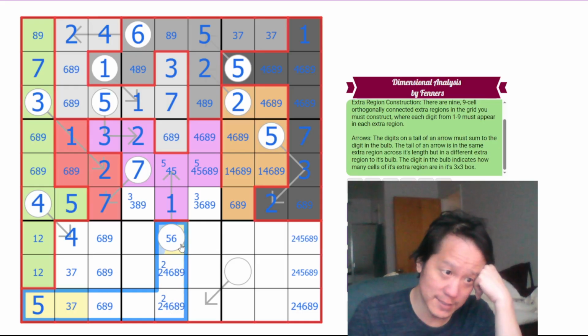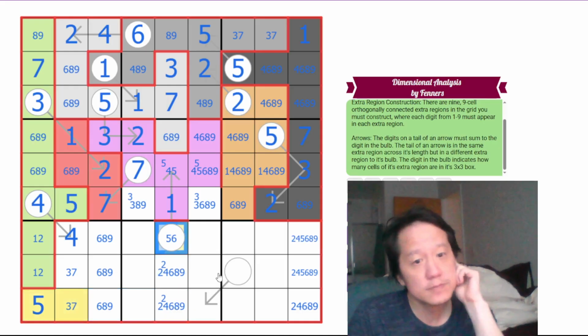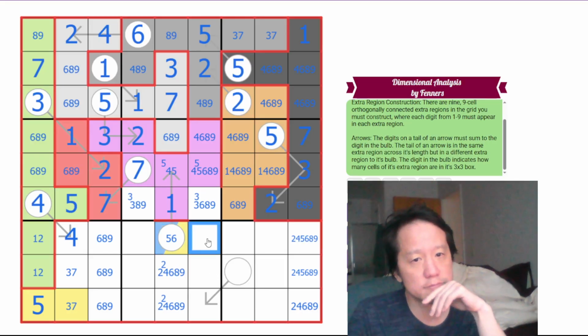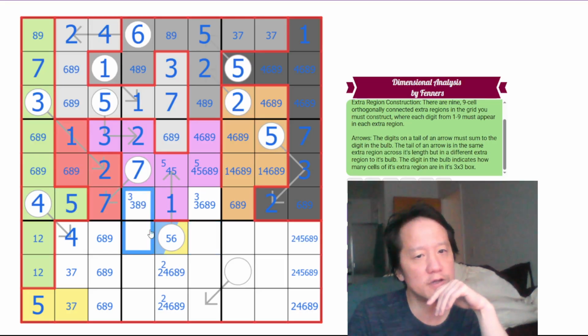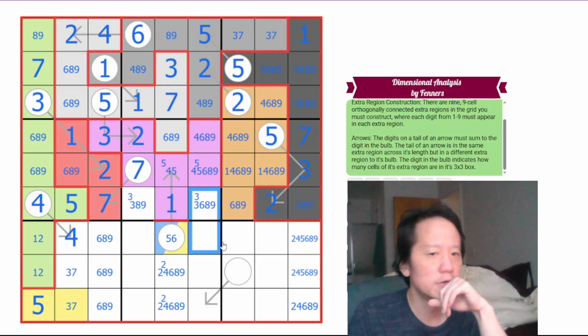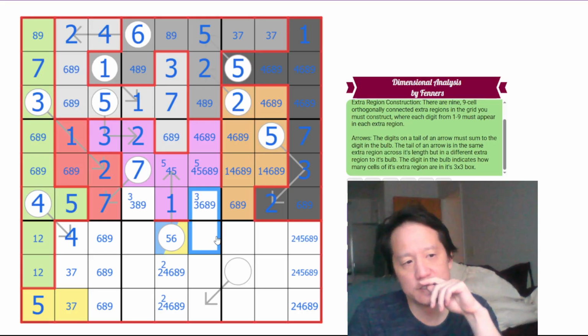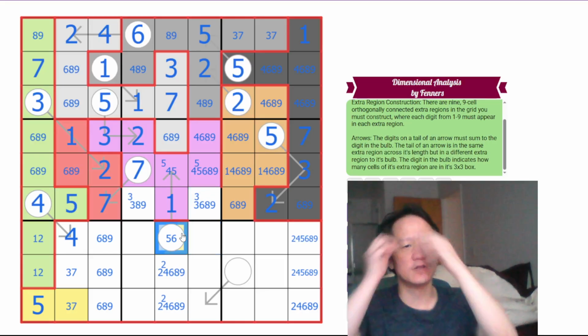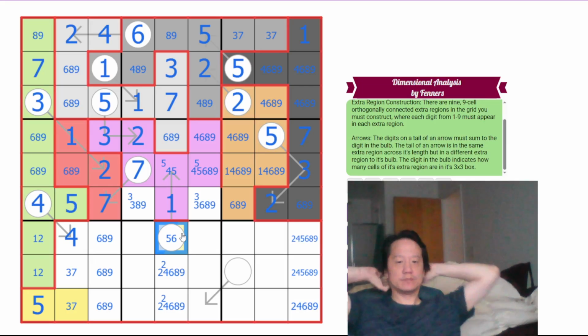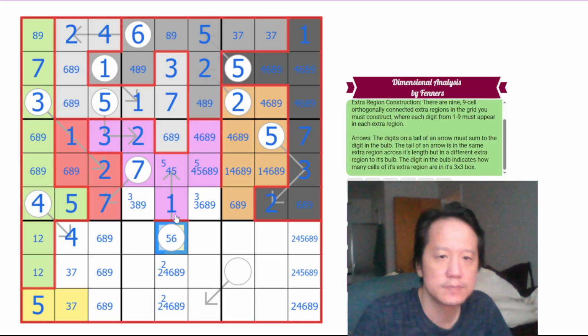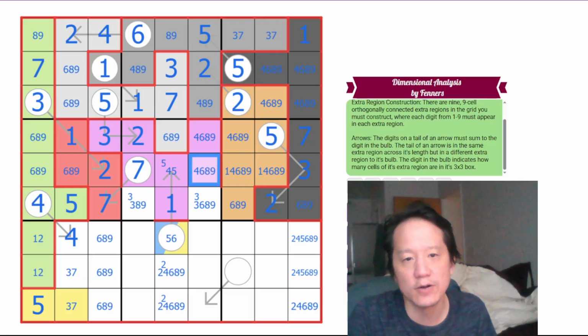If it's yellow, it has to be 6. That's interesting. So the pink is 1 here and 1 here, or 1 here and 1 here. Yeah, that doesn't preclude the yellow from being 6. 5 cannot be here. Okay.